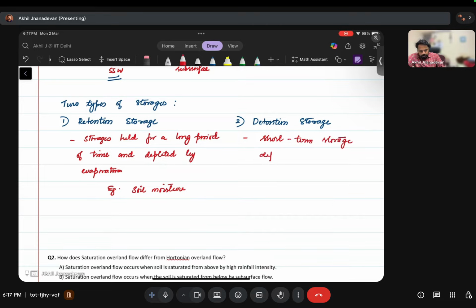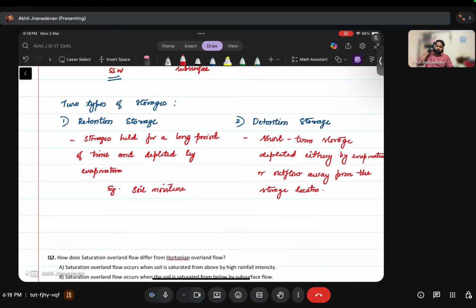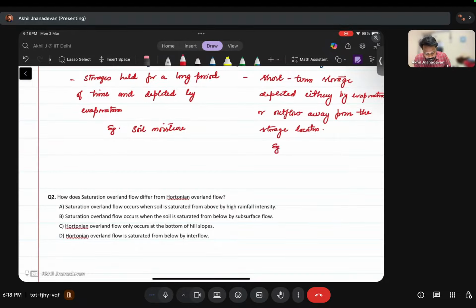Short-term storage, depleted either by evaporation, similar to our retention storage, or by outflow away from the storage location. So what do we mean by this detention storage? For example, flood control ponds.